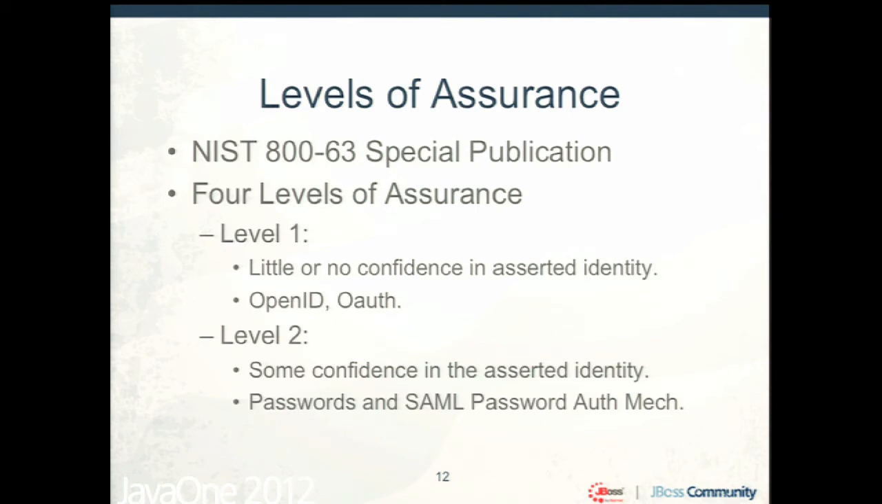You just say, okay, Anil, come in and do whatever you want to do. But what you can do depends on the asserted identity. So there's very little confidence in who this person is. So the technologies that fall under this level 1 of level of assurance are OpenID and OAuth.